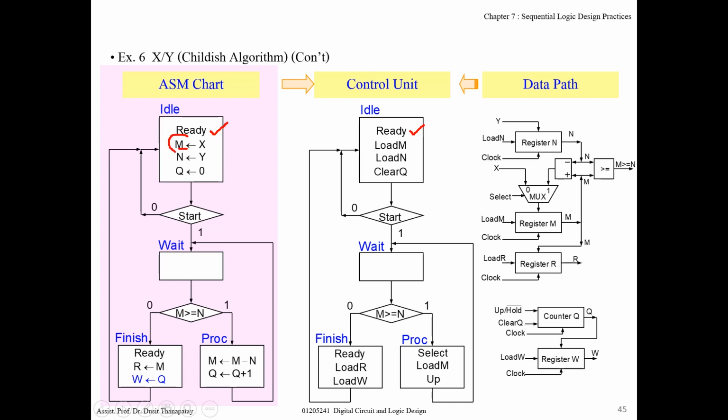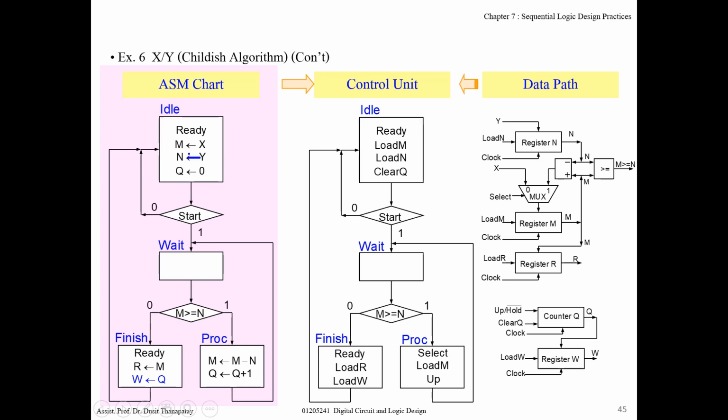For this one, this operation will operate when load M is active, right? When load M is active, to get data from X, so load M is active and select must be 0. In this state select is 0, but because it's not active, it's not written in this state box. But for this one, select is 1, so write it. But in practice, if you want to make it clear, you can write select here also, that select is 0. It's okay. But for the example, to save space, I write just the active signals.